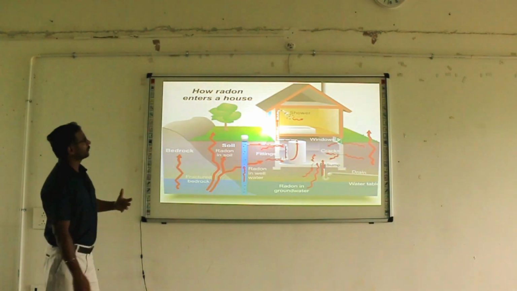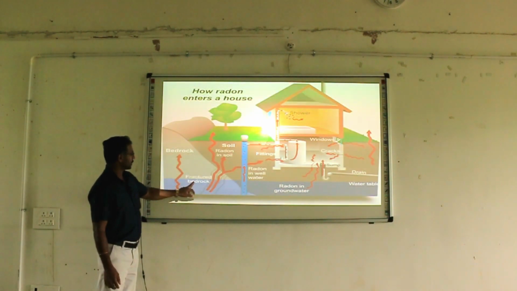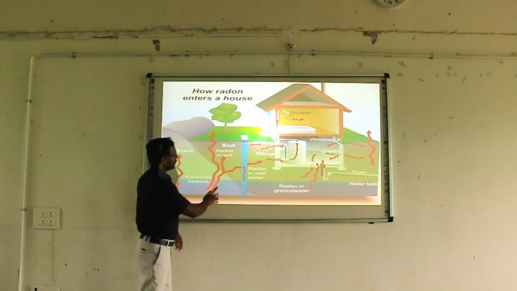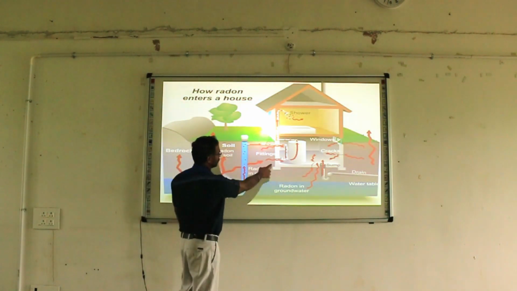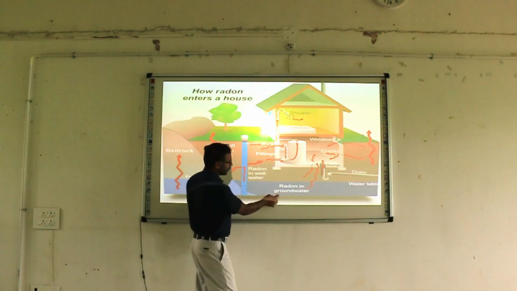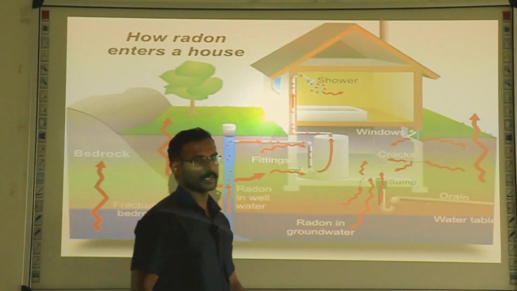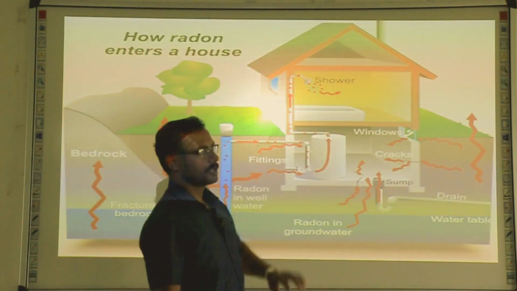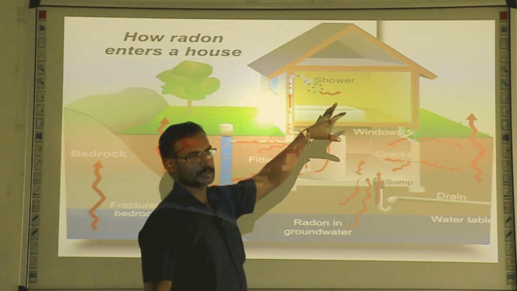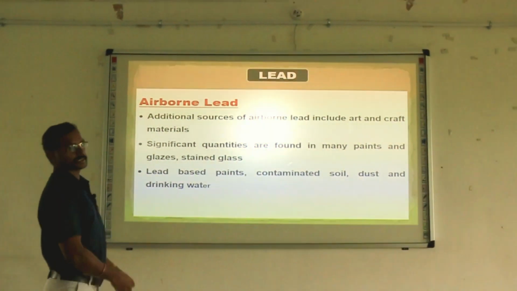Here, how does radon reach the house? From fractured bedrock, it will emit into the soil surface and water bodies. From the water body, it will enter our water pipelines. Through the pipeline, radon in groundwater will enter our house and affect humans through our bath showers. In water, it will enter our body.